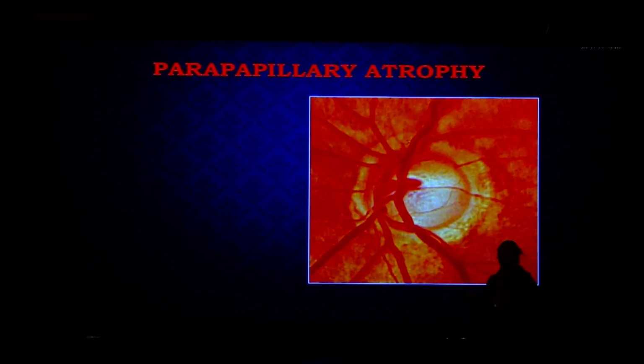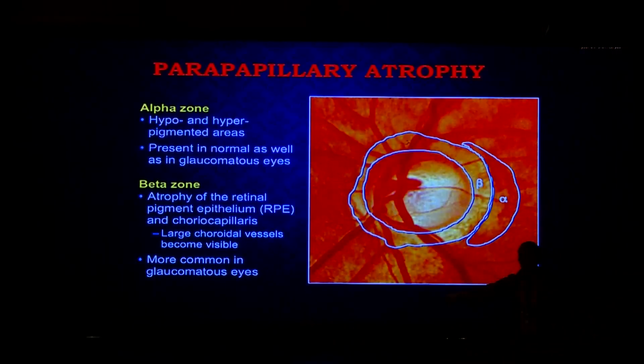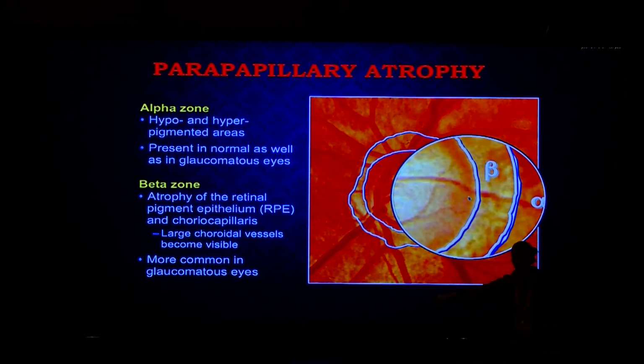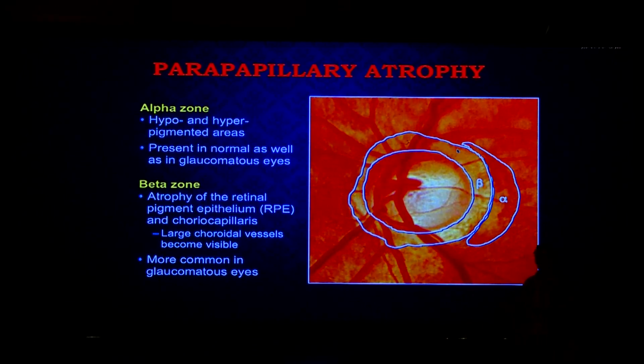So the parapapillary atrophy, the alpha zone is what we are not interested in. What we're interested in is the beta zone, the atrophy of the retinal pigment epithelium, where the choriocapillary vessels actually show through, and that's the beta zone which we're interested in, and it is definitely diagnostic of glaucoma.